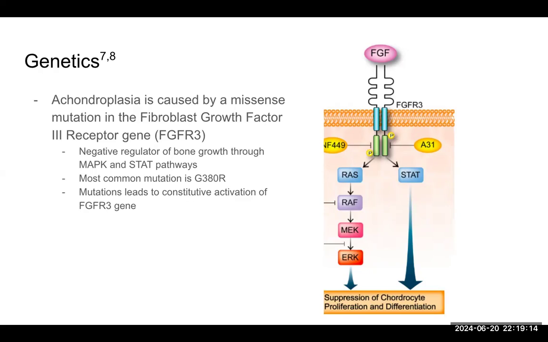The most common mutation leading to achondroplasia is G380R, a missense mutation where glycine is replaced by arginine at position 380 of the FGFR3 protein. This mutation leads to constitutive activation of FGFR3, meaning the FGFR3 receptor becomes activated without the need of FGF binding, thus resulting in excessive inhibition of chondrocyte proliferation and differentiation. This leads to distinct phenotypes.